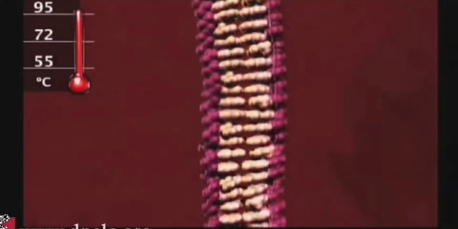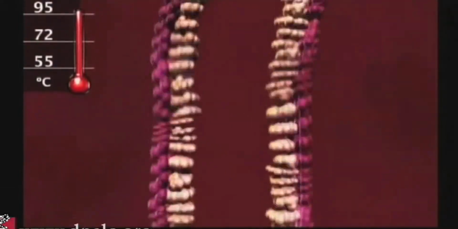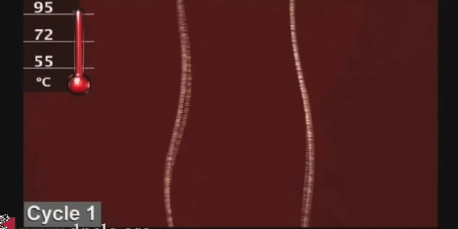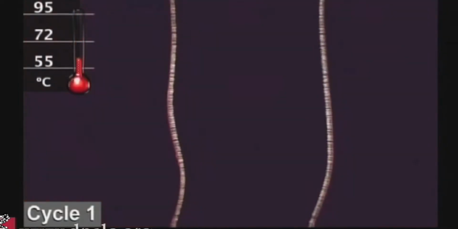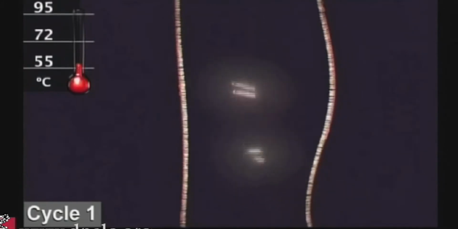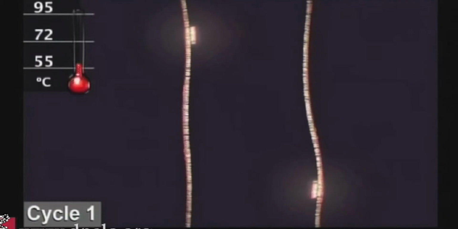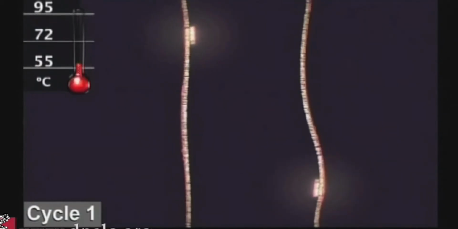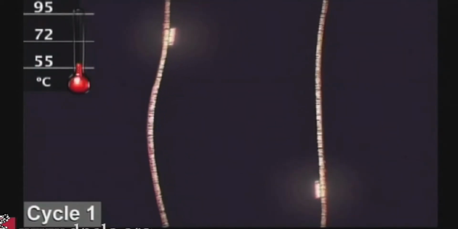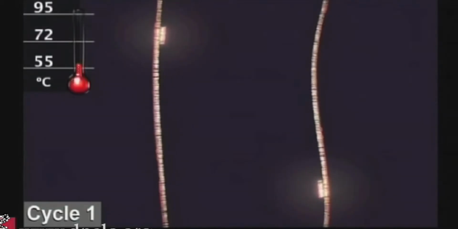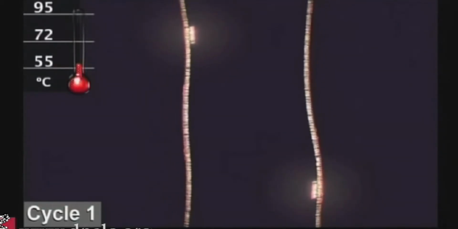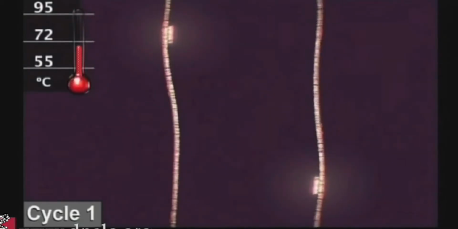First, the temperature is raised to near boiling, causing the double-stranded DNA to separate, or denature, into single strands. When the temperature is decreased, short DNA sequences known as primers bind to, or anneal to, complementary matches on the target DNA sequences. The primers bracket the target sequence to be copied.